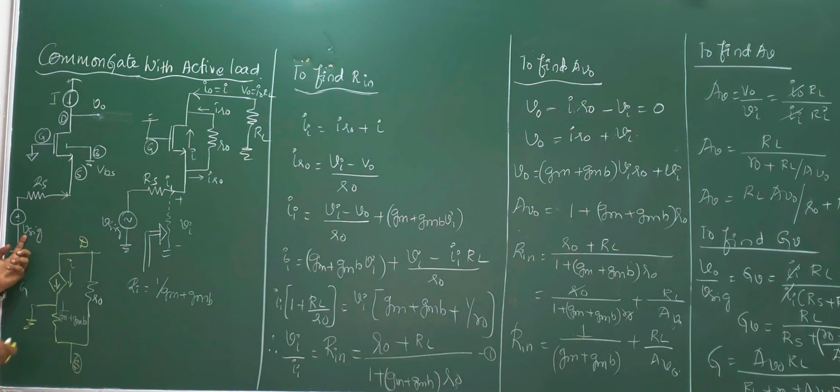That Rin is not just 1 by gm plus gmb, but the actual value differs because the RL is connected to the output side. I mean to say the circuit is trying to behave like a bilateral, so there is some effect of RL on the input impedance. In the final equation you will get an expression in terms of RL as well. Now we will try to do that.